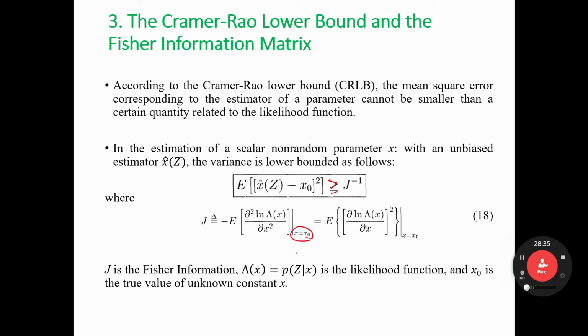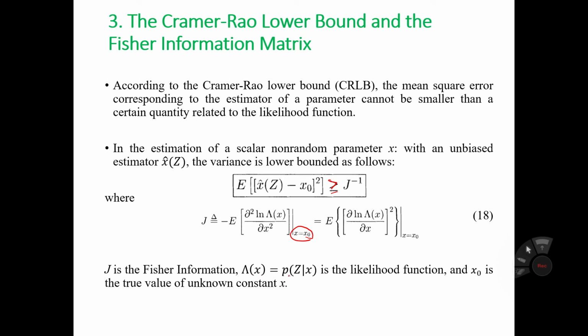This is equal to the partial derivative of the logarithm of the likelihood function, squared. Because this equation and this equation are the same, we can take the square outside of the whole bracket like this. Now, since this term is squared, we can replace the minus with the plus sign, because the whole power is even. And here J is the Fisher information matrix.